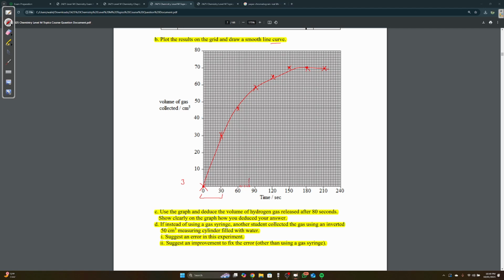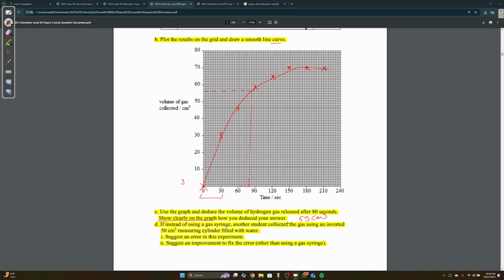You want to go up to the graph with a ruler, of course. Up, up, up, over here. So it should be around 55. Okay, so 55 centimeter cube. So show it clearly on the graph. If you don't do this, you're going to lose the mark.